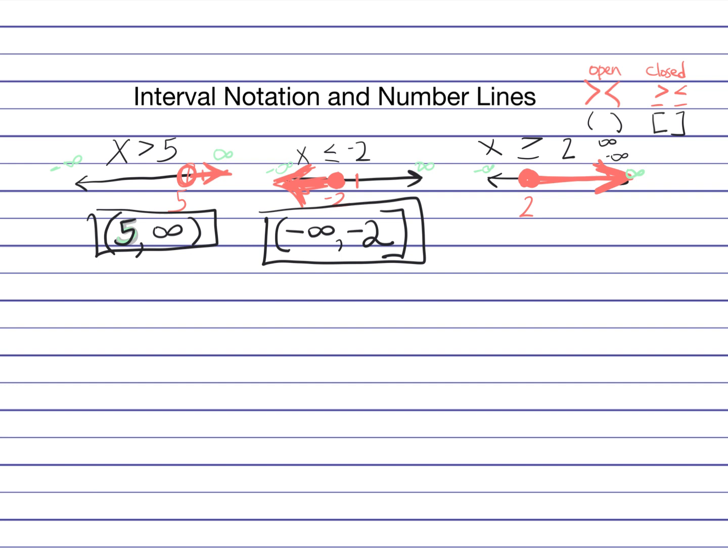And then the last example, reading this number line from left to right. Where does this black number line start being shaded red? Is it red over here at negative infinity? No. It starts at positive 2 with a closed circle, so I'm going to use a bracket, and it stops at infinity. Okay.